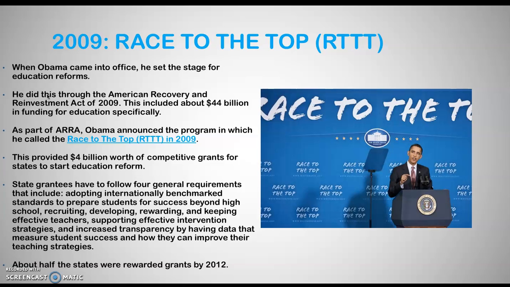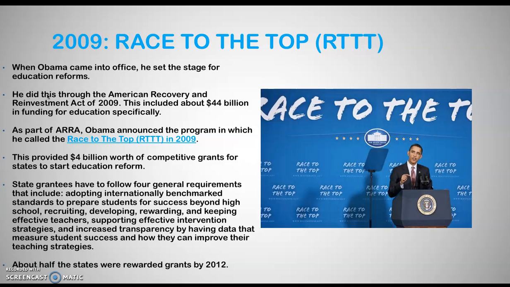Finally, we'll talk about the year 2009, and this is when the Race to the Top was created. When Obama came into office, he set the stage for education reforms. He did this through the American Recovery and Reinvestment Act of 2009. This included about $44 billion in funding for education specifically. As part of ARRA, Obama announced a program in which he called the Race to the Top in 2009. This provided $4 billion worth of competitive grants for states to start education reform.